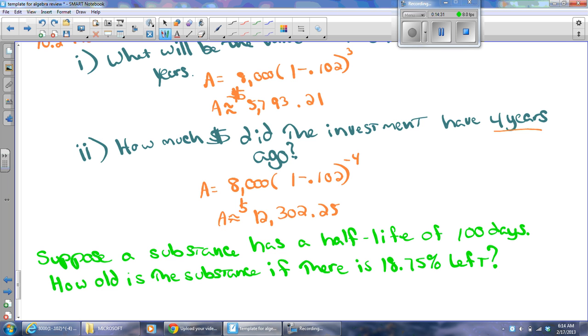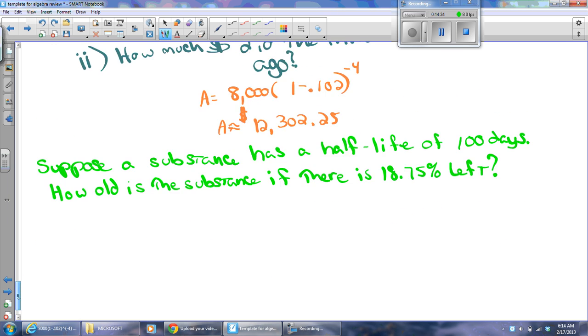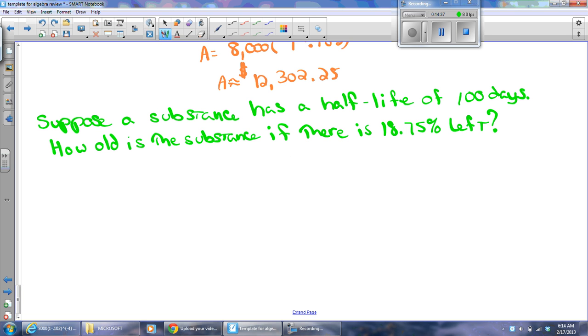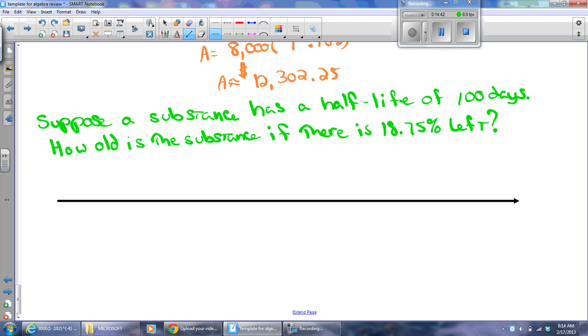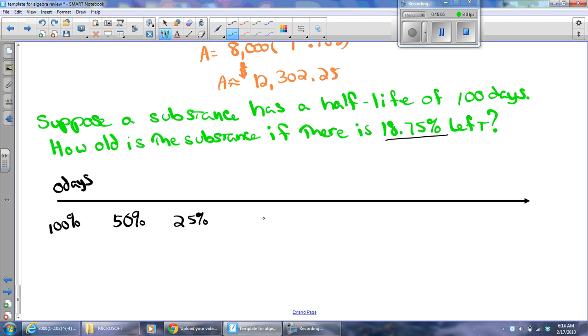Just crunch the numbers. Okay, finally, a half-life problem. So let me see here. I'm going to make a little table here. There's a half-life of 100 days, and I remember that at 0 days, there's 100%, right? Okay, and I'm going all the way down to 18 3/4%. So I'm going to need 50%, and then 25%, and then 12.5%. I'm not going to continue the table because I know 18 3/4 is between 25 and 12.5.